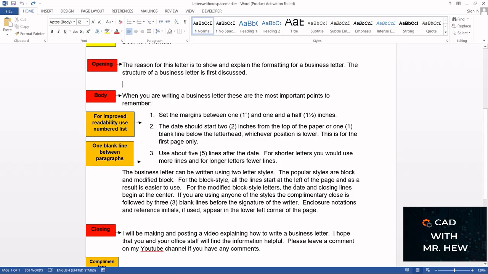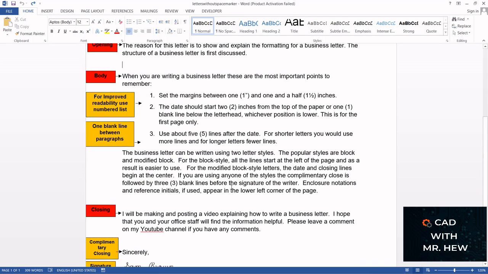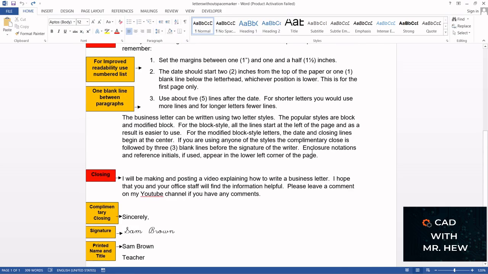If you are using any one of these styles, the complementary close is followed by 3 blank lines before the signature of the writer. The enclosure notations and reference initials, if used, appear in the lower left-hand corner of the page. So here we have a blank line between the closing paragraph. I will be making and posting a video on how to write a letter. I hope that you and your office staff find the information helpful.